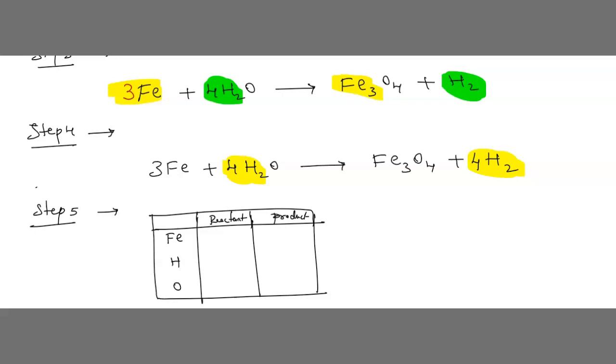How many Fe? 3 Fe in the reactant. How many Fe? 3 Fe. How many H? 8 H. How many H? 8 H. How many O? 4 O. How many O? 4 O. We can see this and this, this and this, this and this. Yes. Now we can see that on both the sides LHS is equal to RHS.